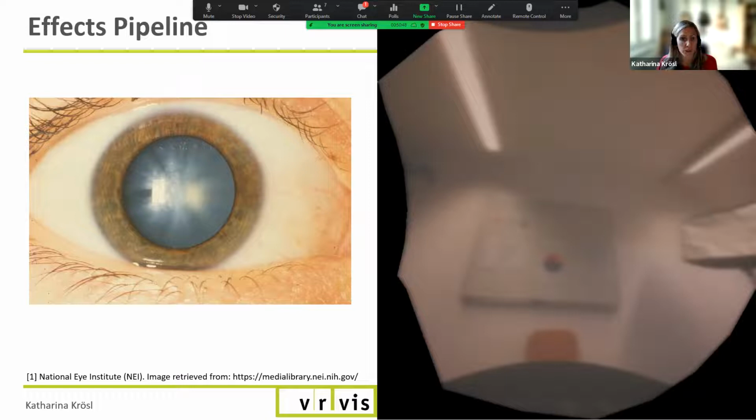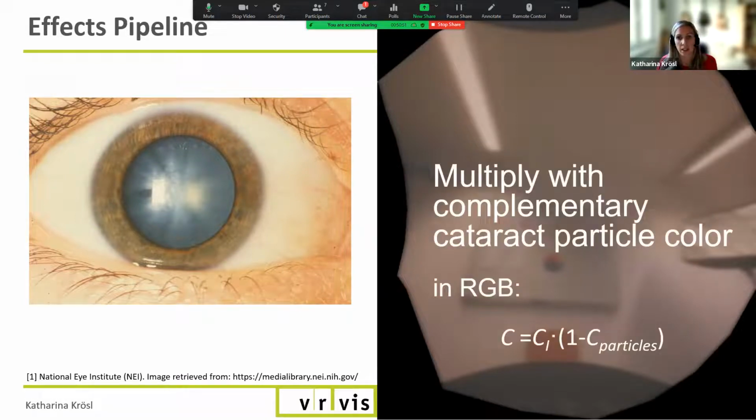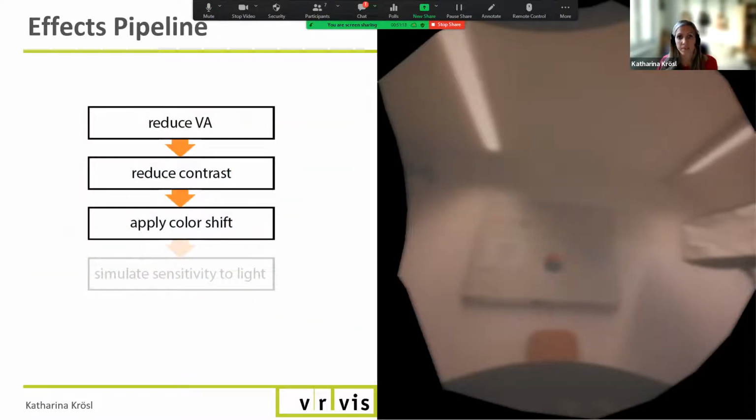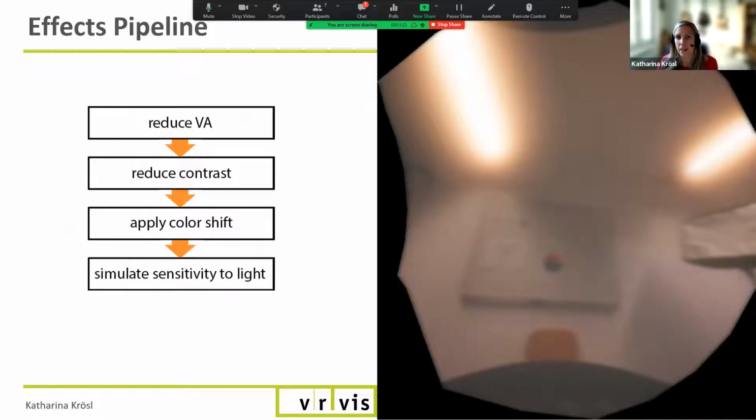So therefore, the resulting color shift can be simulated by multiplying the image color with the complementary color of these cataract particles. And since this is actually a physical and not a perceptual process, we do our calculations in the linear RGB color space and not in the perceptual color space this time. Finally, we simulate sensitivity to light. And this can be done by applying a bloom or glare effect around the light sources.